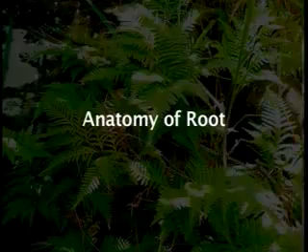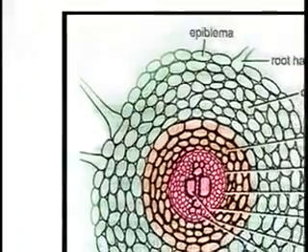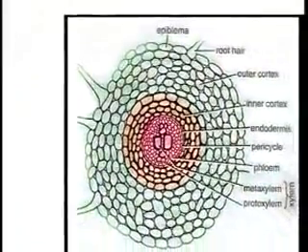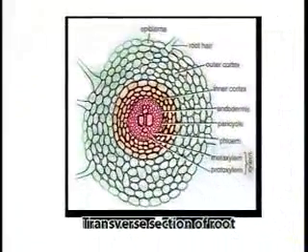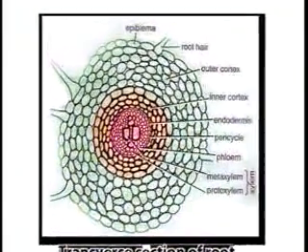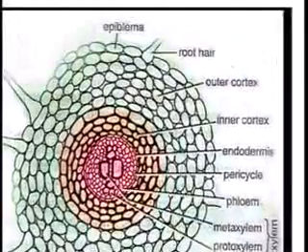Now the root anatomy. Root is circular in outline and distinguished into epidermis, cortex, and stele. The epidermis is single-layered with thin-walled cells. A few cells form the root hairs.